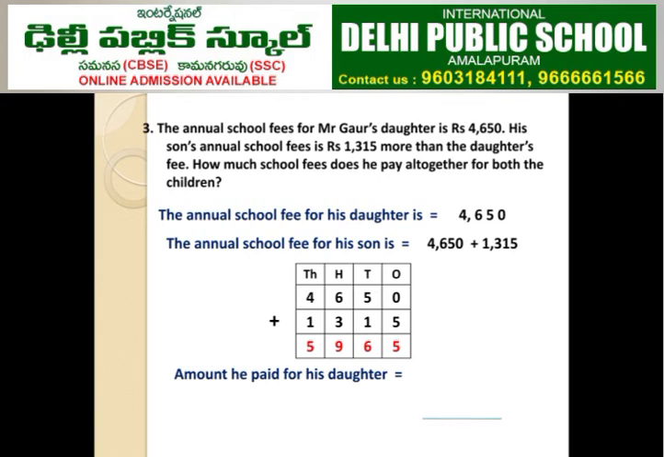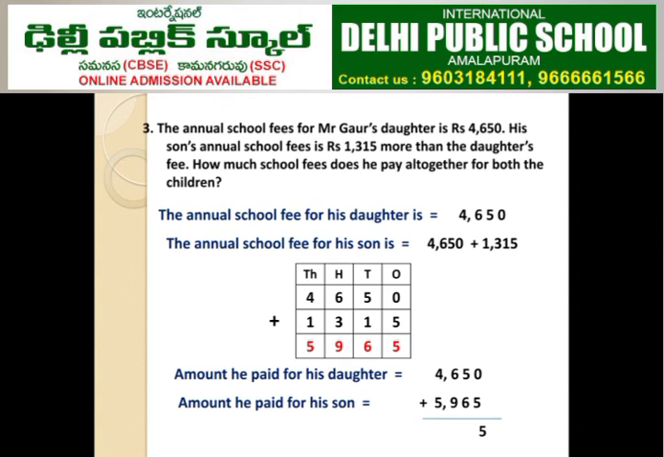Then now what do we have to find out? Amount he paid for his daughter. It is already there in the question. That is 4650. Then amount he paid for his son. Just now we found that amount. What is that amount? 5965. To find out the total amount he is paying for his daughter and son, we are going to add these two figures. So it means we are going to add 4650 and 5965.